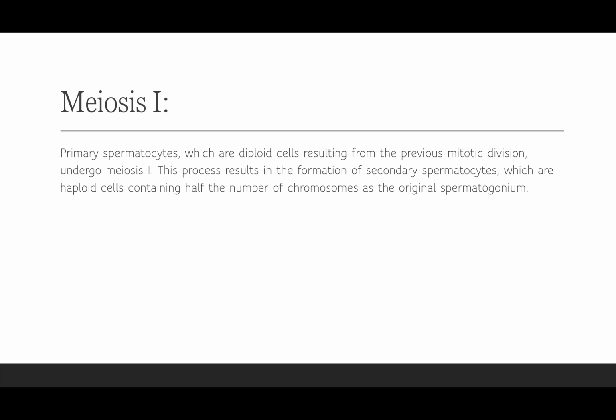Now the primary spermatocytes that come from the type B spermatogonia are diploid. They result from the mitotic division, and they then undergo meiosis 1.